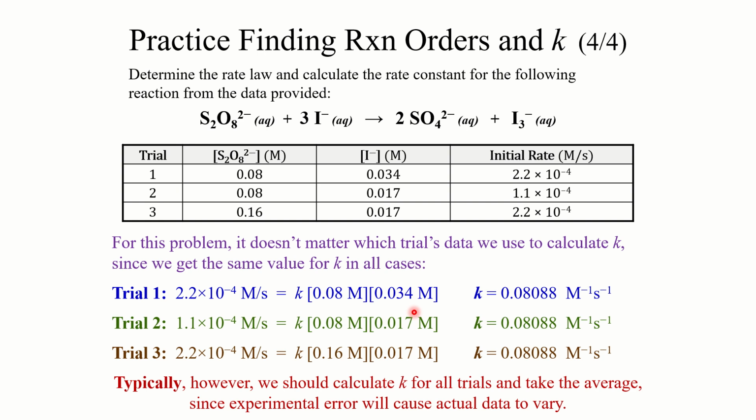Typically, you should calculate it for all and take the average, since experimental error will cause actual data to vary. But oftentimes on these problems, you can just choose one of the trials and plug it in and solve for K. You should get the same value for all cases. And so here, we see that we get the same K value for all 3, 0.08088 molar -1 seconds -1.